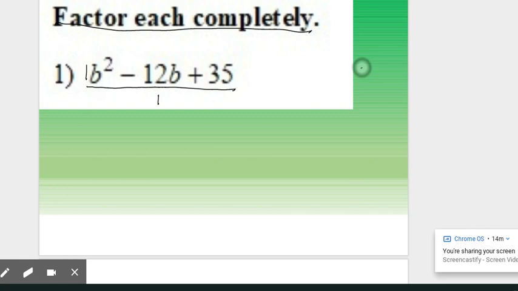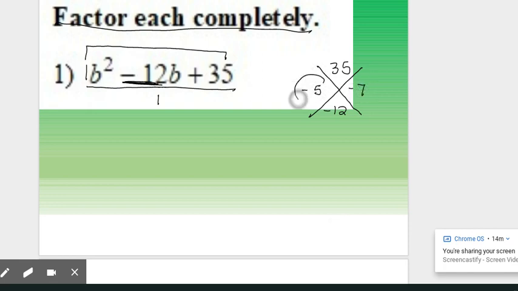Okay, and we're going to start our plane. So make your propeller, your X. On the top, remember it's A times C. So 1 times 35 is 35. On the bottom is our B, -12. And then we need to figure out what the magic numbers are. In this particular one, we have to use negative times a negative. It's going to be -5 times -7. These are the two important numbers we need. Negative 5 times negative 7 is positive 35. I add that up, I get negative 12.